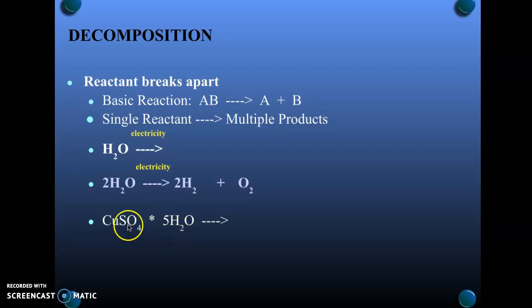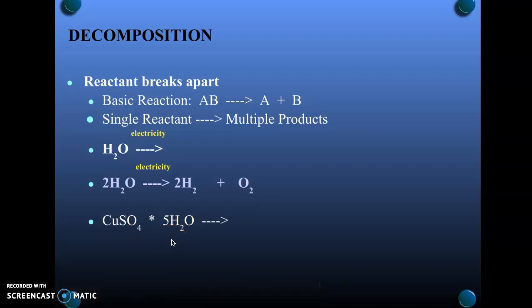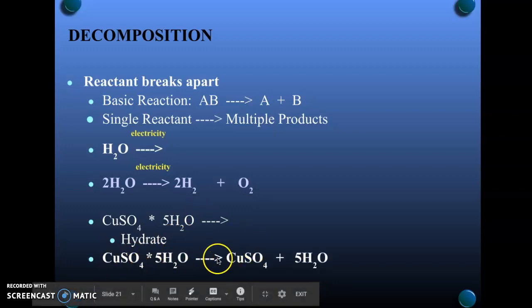And this is actually pretty easy. You can kind of think of a hydrate as like a sponge. It can absorb water molecules into the spaces between these ions. So when you heat these, what happens is the water will separate and it just goes out into the air. So it makes it pretty easy to write out the balanced equation.